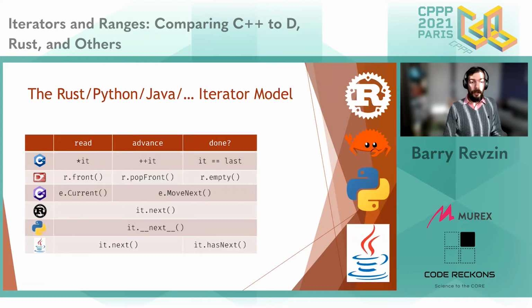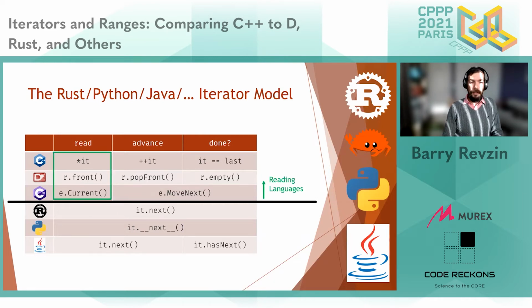And Java's model is also very similar. It also has something called next, which reads and advances. And it also indicates done if it throws an exception. But it also has this extra function has next, which is an extra done check. So if you're going to draw a line anywhere in the middle of these languages, the line here seems to be a pretty good bet.